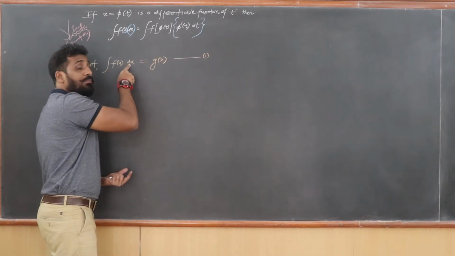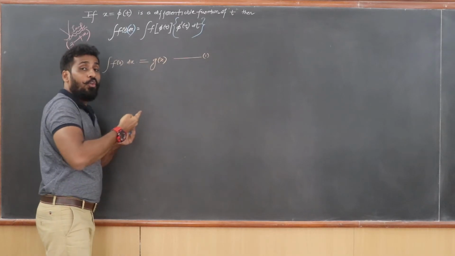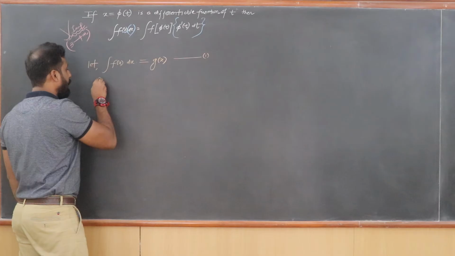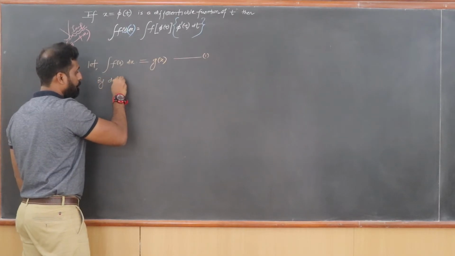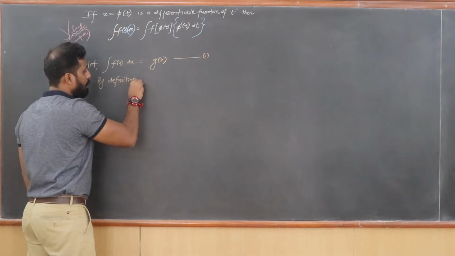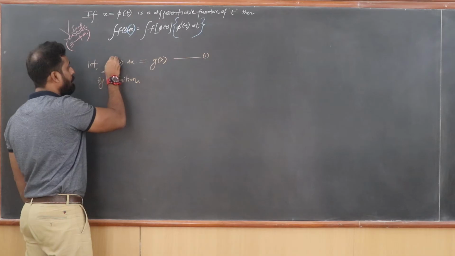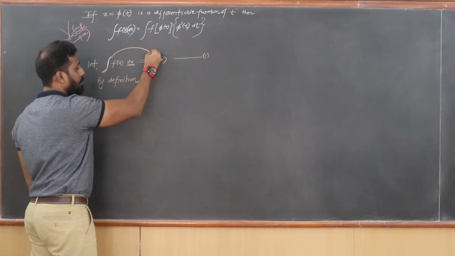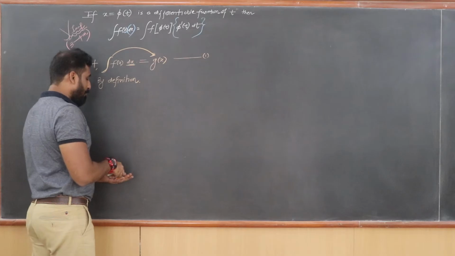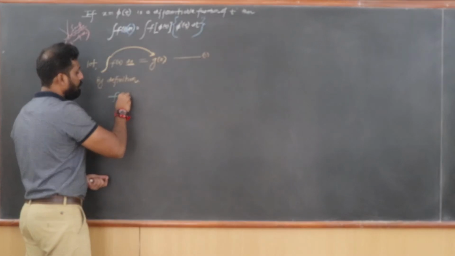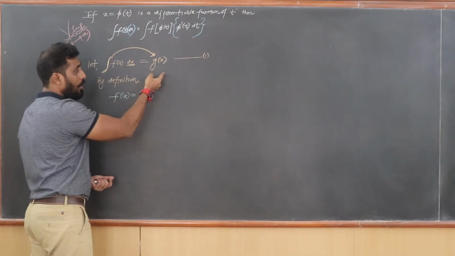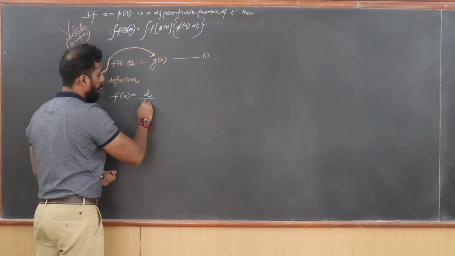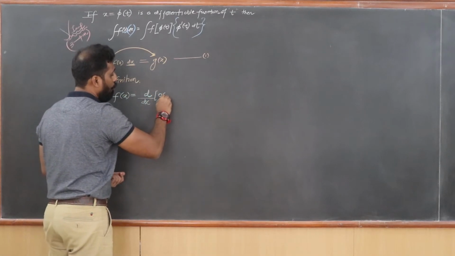Integration is carried out with respect to dx. So derivative will also be done with respect to dx, that is x, the variable. So therefore I can say by definition, I'm going to send this integral sign along with the dx on the right hand side. So what is left on the left hand side? It is f of x is equal to integration goes on the other hand side, becomes derivative. Derivative done with respect to x, so d by dx of g of x.